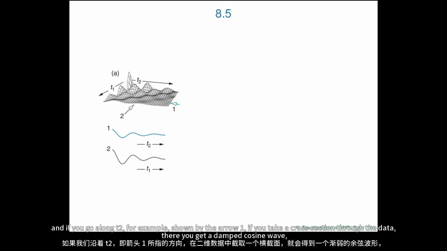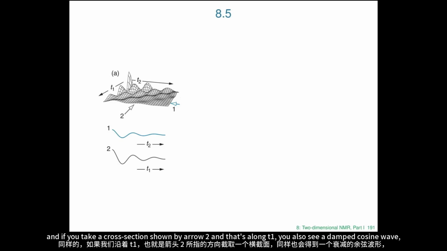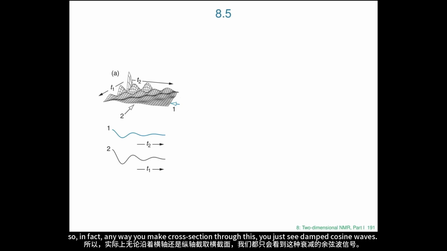And if you go along t2, for example, shown by the arrow 1, if you take a cross-section through the data there, you get a damped cosine wave. And if you take a cross-section shown by arrow 2, that's along t1, you also see a damped cosine wave. So in fact, any way you make cross-sections through this, you just see damped cosine waves.